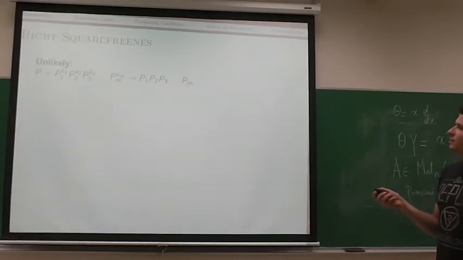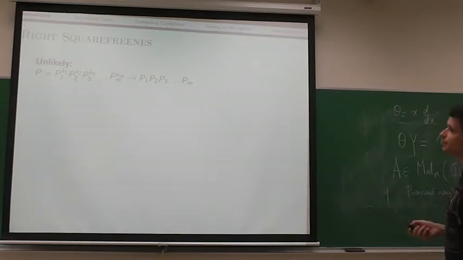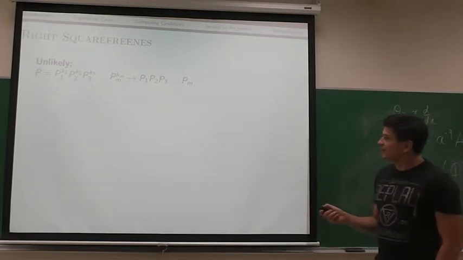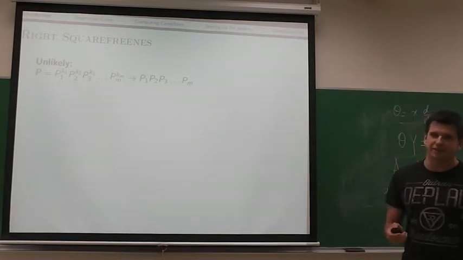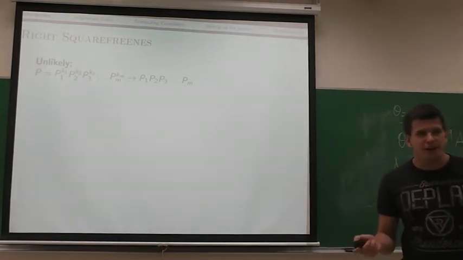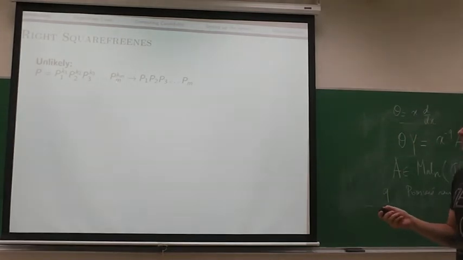So we want to define something which I call right square-freeness. I want to find the square-free decomposition of an Ore polynomial. What is unlikely is that if you have given an Ore polynomial which is equal to P1 to the K1, P2 to the K2, and so on, that we will somehow get P1 times P2 times P3 and so on. Why is this unlikely? Well, because accessing these factors which are in the middle is rather difficult. If you've worked with Ore polynomials before, you know that you can access somehow the factors that are on the right and the factors that are on the left, but factors in the middle are very difficult to get hold of.